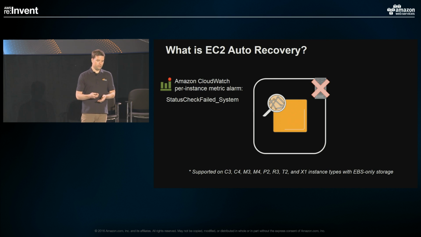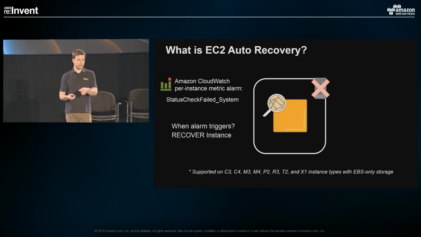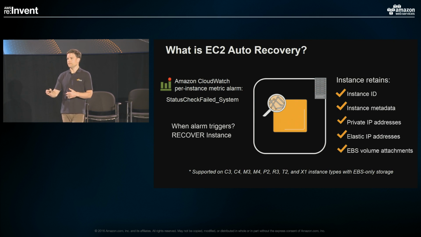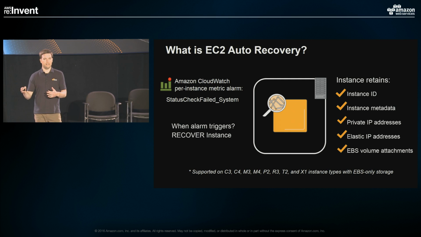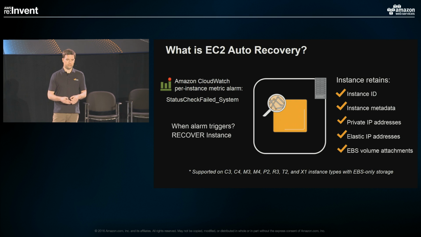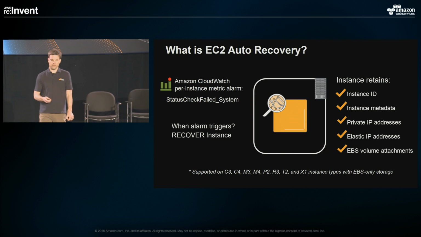And what you can do is set, when the alarm is triggered on that metric, if it fails, you can trigger to recover the instance, which means it will be migrated to new hardware automatically, and it will retain all the characteristics of that instance, from private IPs to the ENIs that are on there, to the EBS volumes that were mounted, all the way to the instance ID itself. So it is identical. And this is supported on all the instance types you see there. With EBS only, it's dependent upon EBS storage to facilitate the migration.